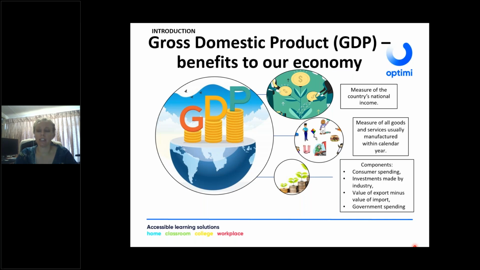There are also certain components that play a role, which are consumer spending, investments made by industries, the value of exports minus the value of imports, and then also government spending.